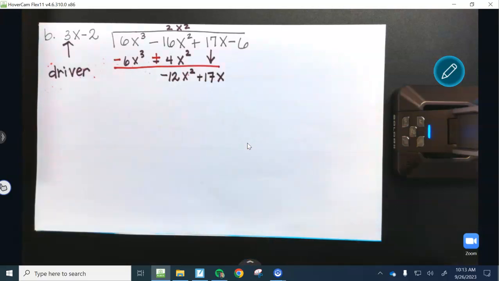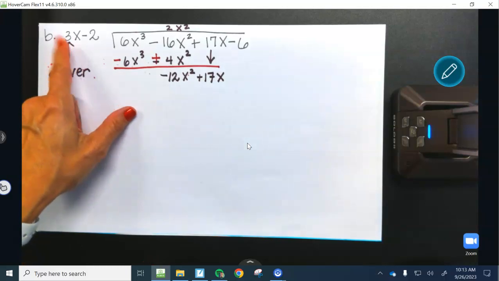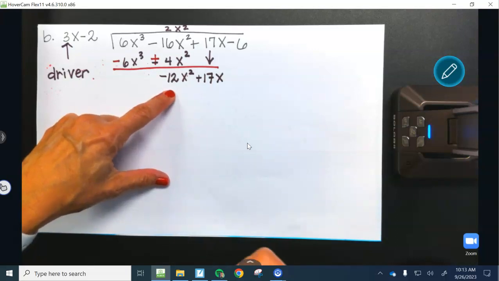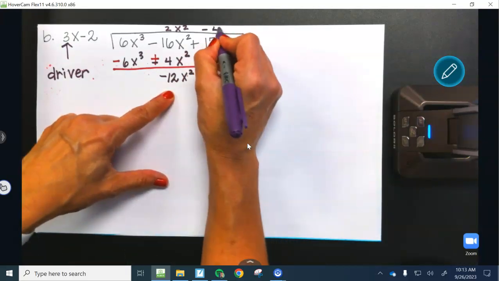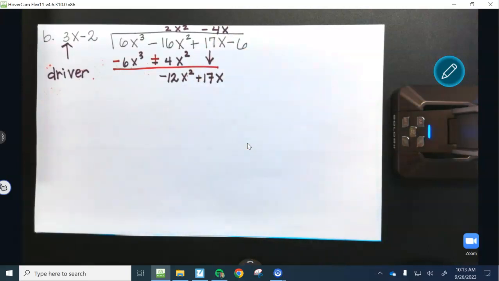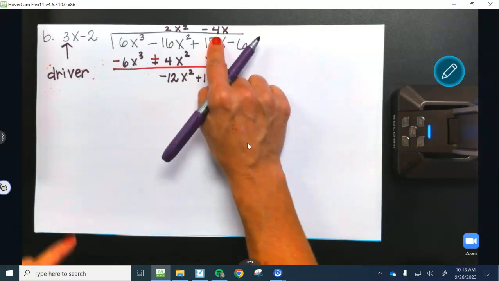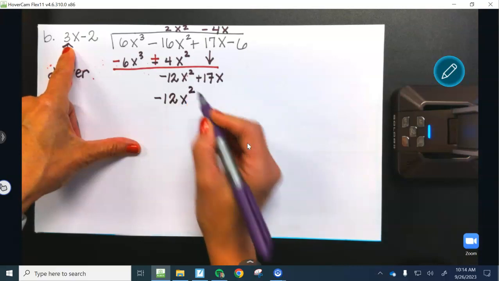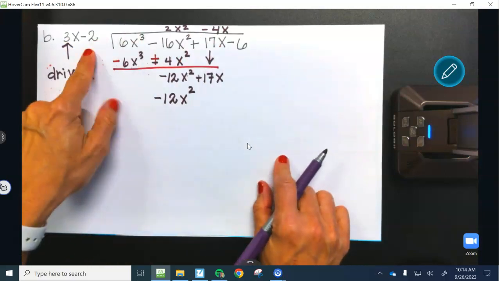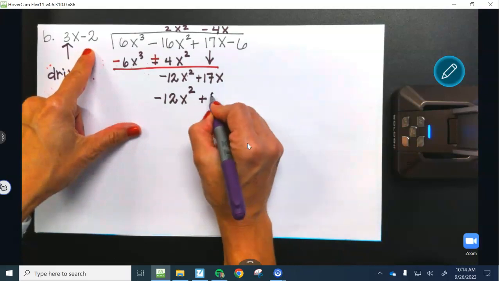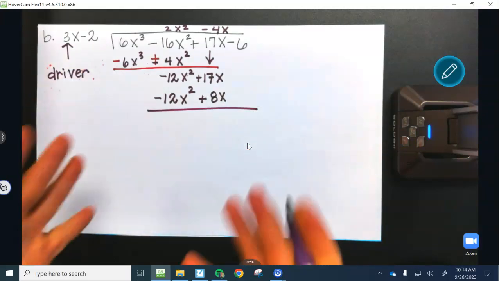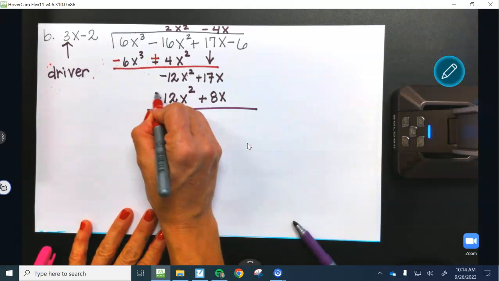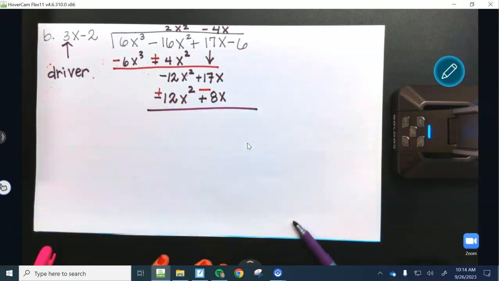Go back to the driver, start all over. This time we want positive 3x to look like negative 12x squared. So we're going to multiply by, yes, negative 4x. Put that right above that 17x. Distribute. So negative 4x times a 3x is a negative 12x squared. And then negative 4x times negative 2, y'all, that's a positive 8x. But again, those signs are not staying like that for too much longer. Let's go ahead and change the signs and combine straight down.